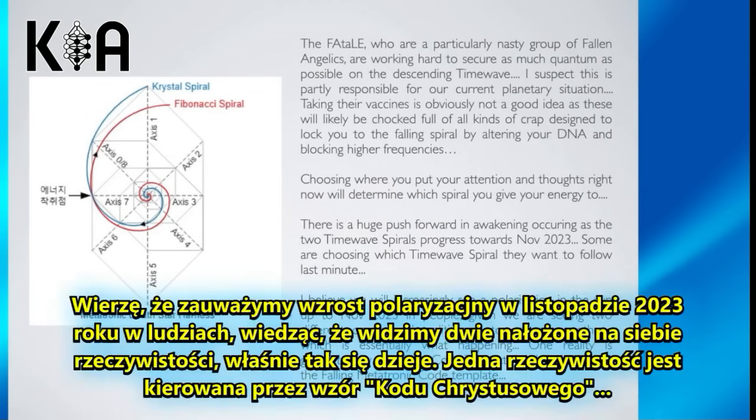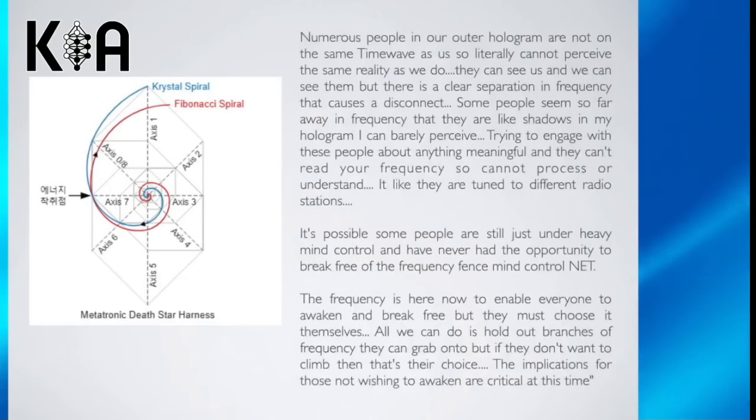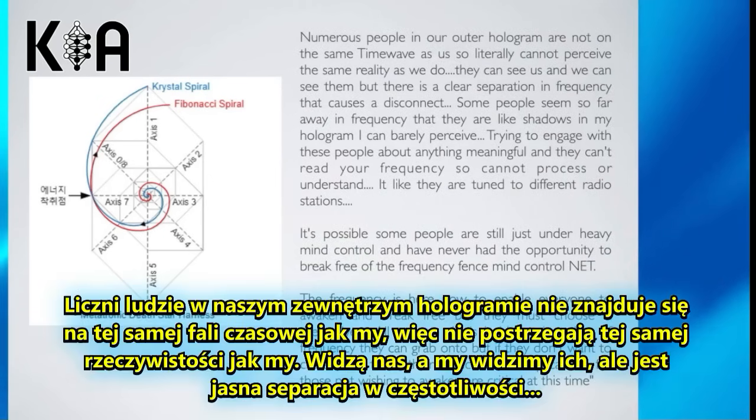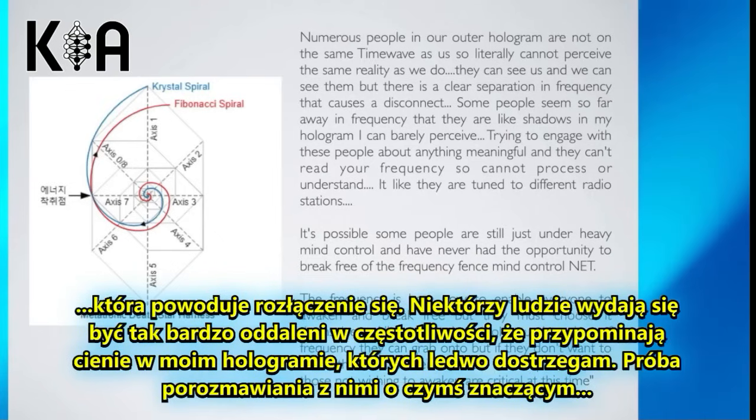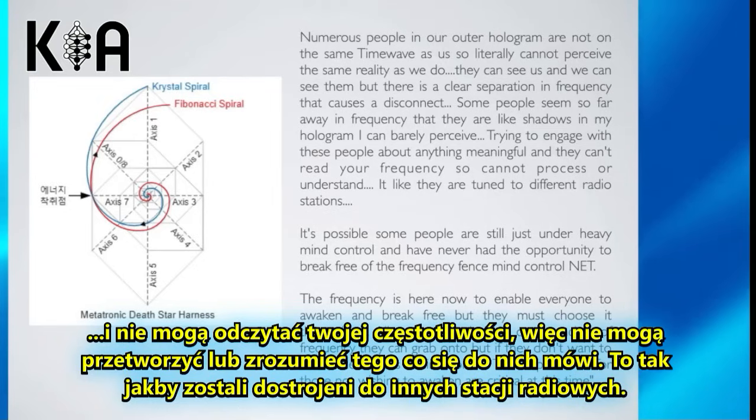I believe we will increasingly see a polarization in people in the run-up to November 2023, given we are seeing two different overlaid realities on top of each other, which is essentially what is happening. One reality is generated by the Christ code template and the other the fallen Metatronic code template. Numerous people in our outer hologram are not on the same time wave as us, so literally cannot perceive the same reality as we do. They can see us and we can see them, but there's a clear separation of frequency that causes a disconnect. Some people seem so far away in frequency that they are like shadows in my hologram I can barely perceive. Trying to engage with these people about anything meaningful, they simply can't read your frequency, so can't process or understand what you're saying to them. It's like they're tuned to a different radio station.